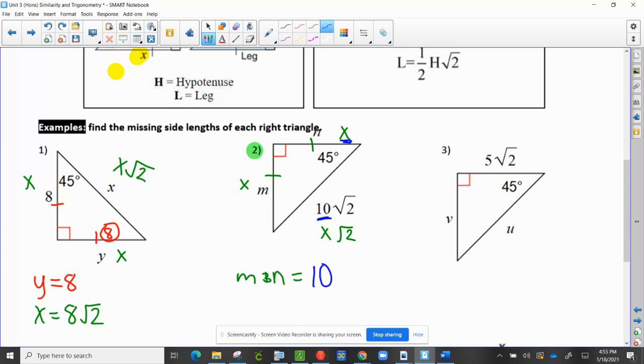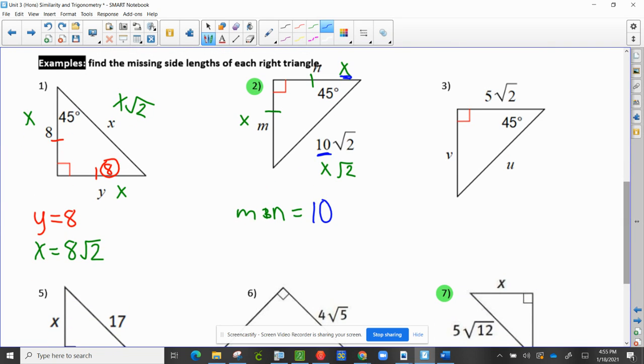Okay, let's look at another one that's a little trickier. Number 3. Again, we have our two legs that are going to be congruent. So this is kind of like our x and x. Our hypotenuse is always going to be x root 2. So let's think about what we have here. V has to be the exact same thing as this side length. So I know v is the same length as 5 root 2. Okay. So u has to be x times root 2. Well, x is 5 root 2.